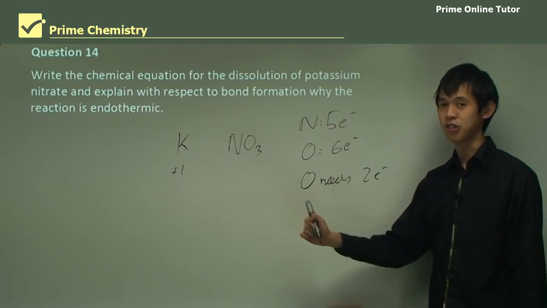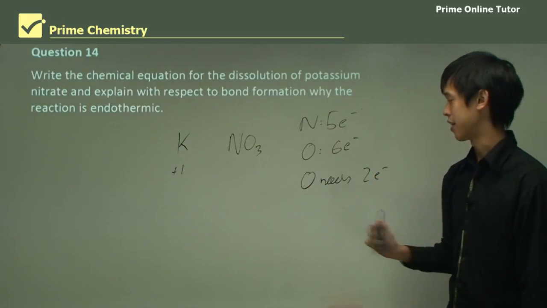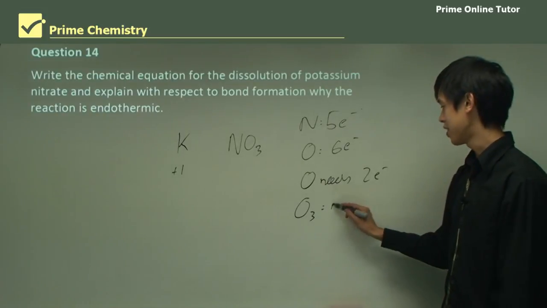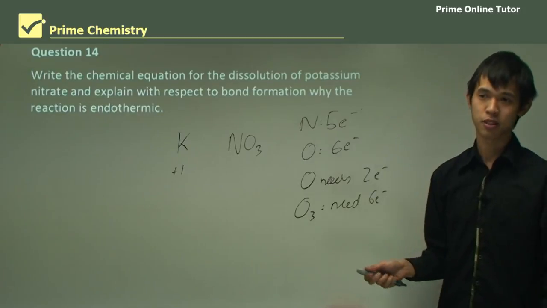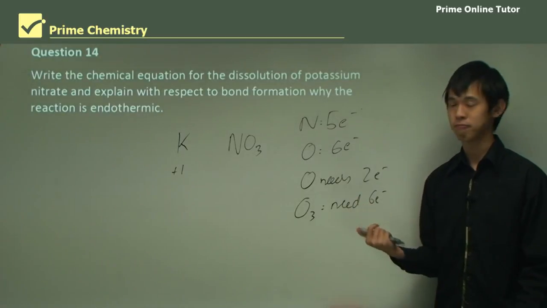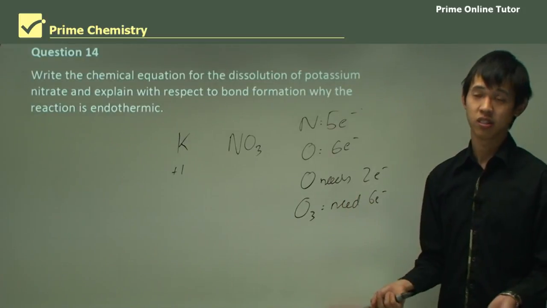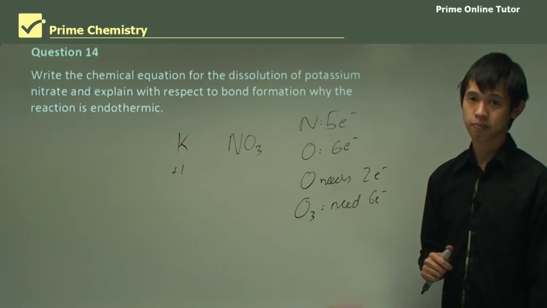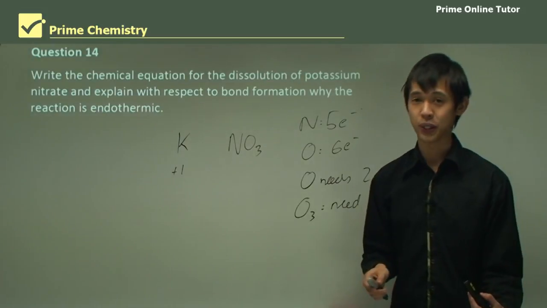And it can get them from the nitrogen. But the question is, how many electrons does O3 need? Or 3 oxygens? Well, it would need 6, because there's 3 times as many oxygens as 1. So in total, the O3 system needs 6 electrons. Nitrogen only has 5 that it can give, right? And if nitrogen only has 5, it means it needs an extra electron from somewhere else.